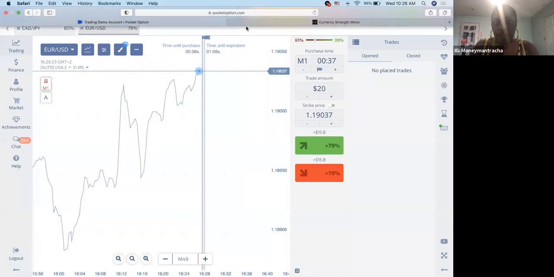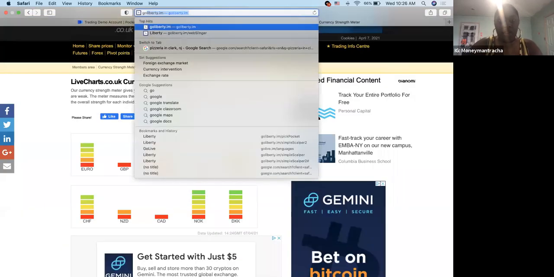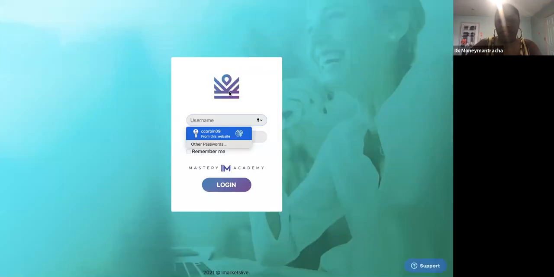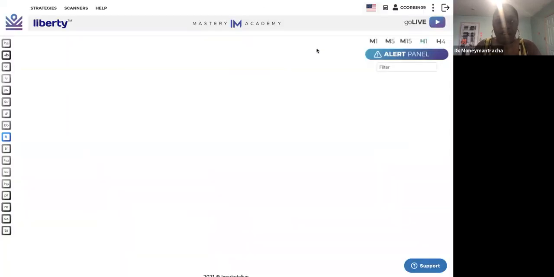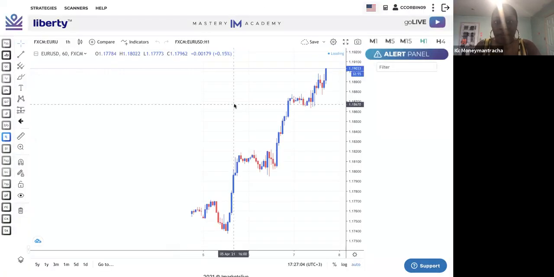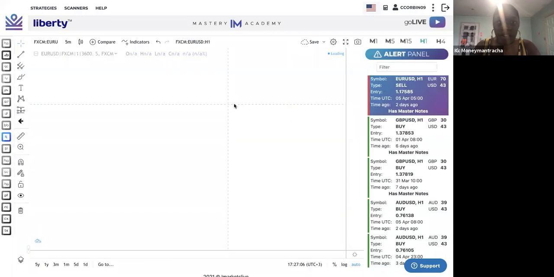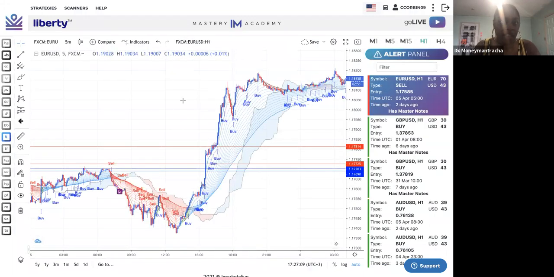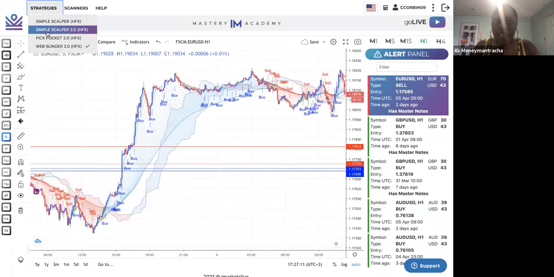All right, so after everybody switches to that, we're going to start with Gold Liberty, of course, because this is the main scanner for HFX. We also do have the Hourglass scanner, which Cashapp comes on. I don't use Cashapp, but nothing against Cashapp, but that strategy is just not found on the Liberty scanner. The strategies that we have here are Simple Scalper 2.0, Pickpocket, and Web Slinger.